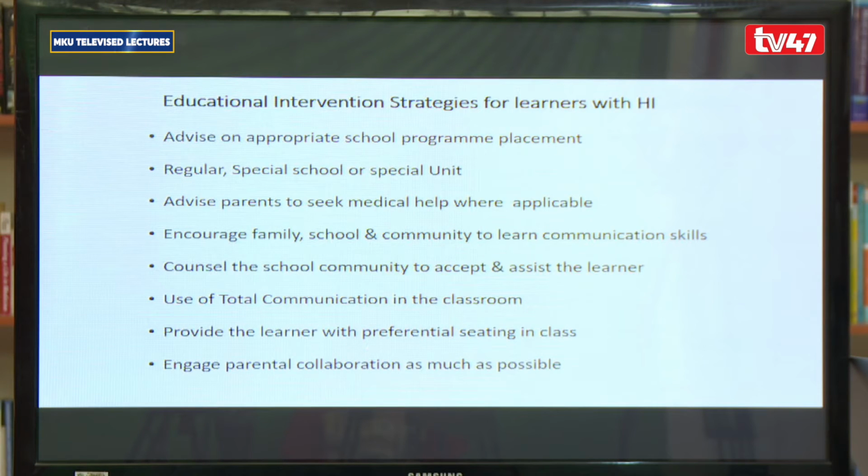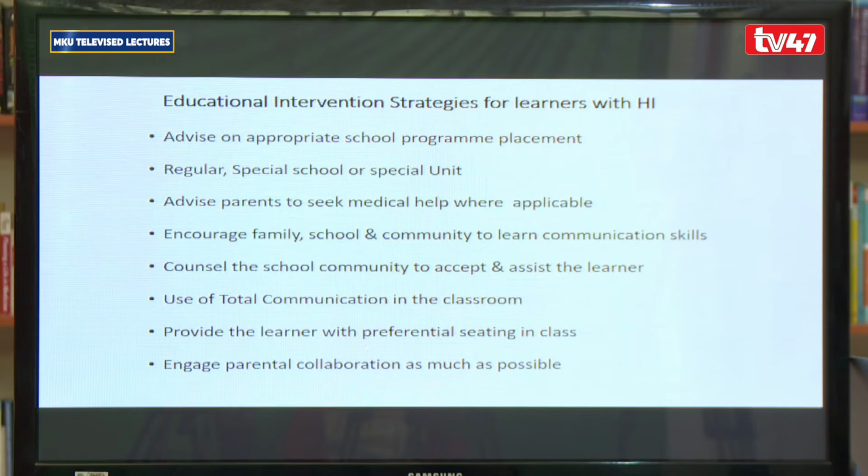If it is mild, if it is slight, they can manage in the regular school, but the teachers need to know, and they also need the help of hearing aids. So it's for you as a teacher to advise. The minute you notice they have a problem, first of all, advise them to go for assessment. Once the level of hearing loss is confirmed, then you, as the teacher with the parent, can advise the best placement for learning. So we're saying it could be regular, could be special school, could be special unit, whatever, depending on their need.